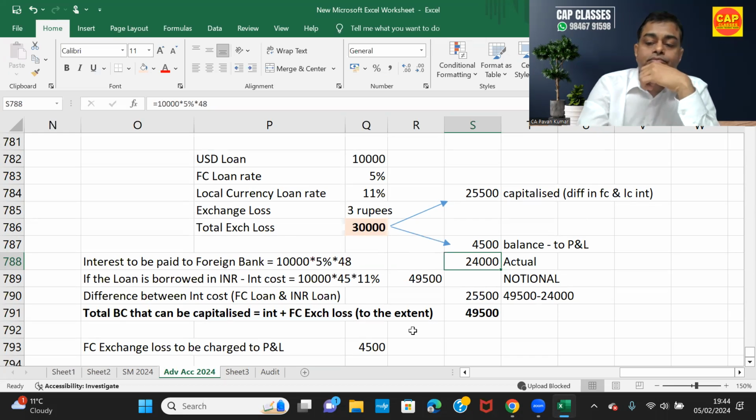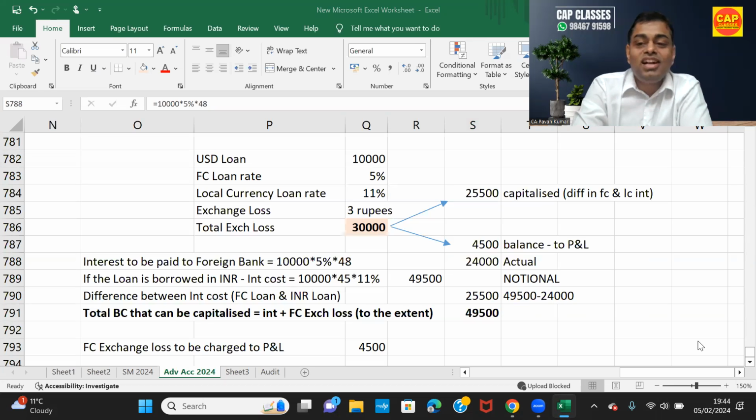So Devika, is this clear? Yes, sir. Yalini, is this clear? Yes, sir. Now tell me, are we done for the day with Accounting Standard 16? Now it is complete.